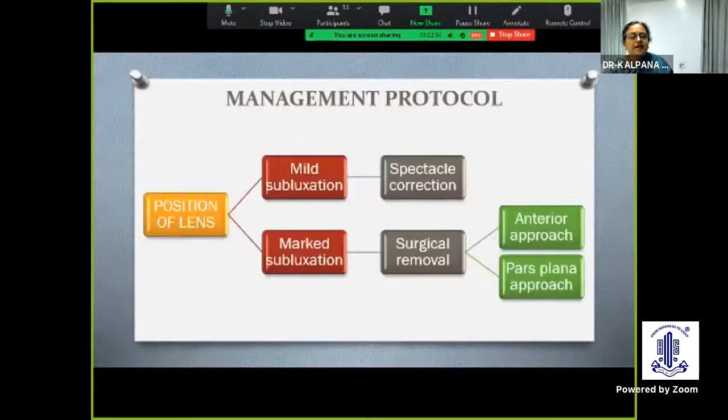So the management protocol is based on the position of the lens. If it's a mild subluxation, you can treat them with spectacle correction, and mydriatics also can be tried for a short time. I do not have personal experience with mydriatics, and there have also been reports where people have tried optical iridectomy to open up the visual axis to delay the surgery in very small children. In case of marked subluxation, surgery is the only option. In surgery, when you plan a lensectomy, it could be either an anterior approach or a pars plana. But an anterior limbal approach is easier because in very young children, the pars plana is not very well developed anatomically.